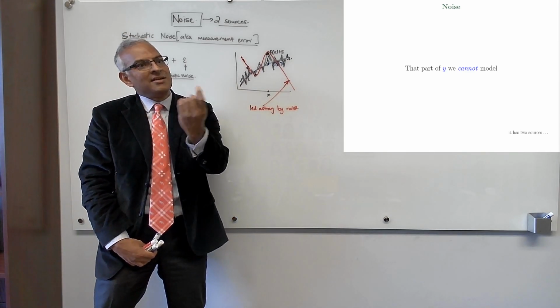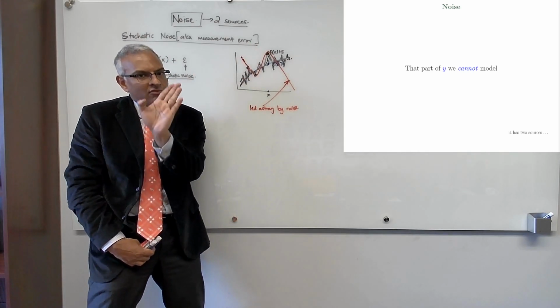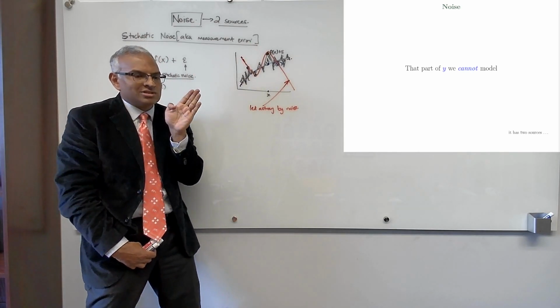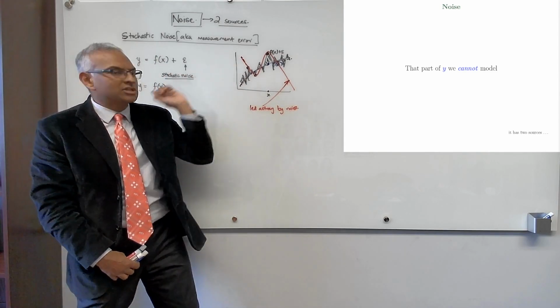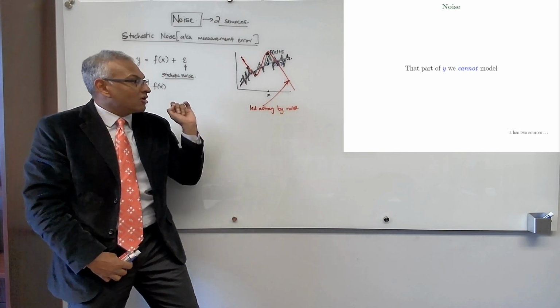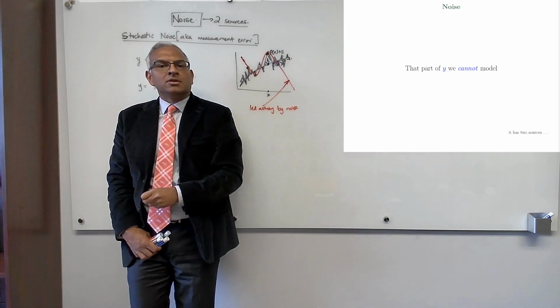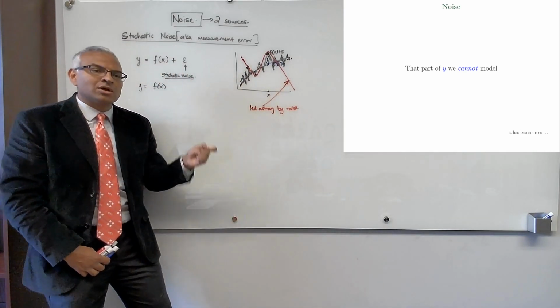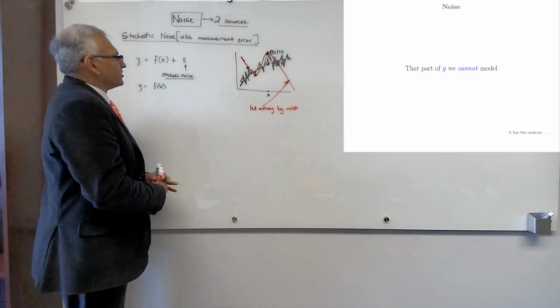And hence, as the level of measurement noise in your data goes up, you should switch from the complex hypothesis set to the simpler, not because the simpler one has a better shot at approximating your target function, but because the simpler one has less of a chance of being led astray by stochastic noise, which you cannot model. The fact that you cannot model it is another way of saying it's going to lead you astray. Okay. So that's stochastic noise.